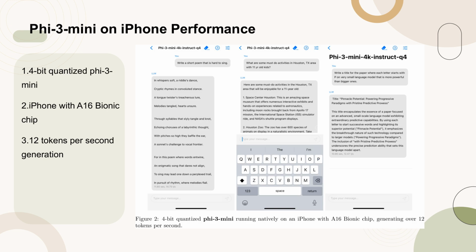Figure 2 illustrates the performance of the 4-bit quantized Phi-3 Mini model running natively on an iPhone equipped with the A16 Bionic chip. The model is capable of generating over 12 tokens per second, showcasing its efficiency and suitability for on-device, real-time language processing tasks.